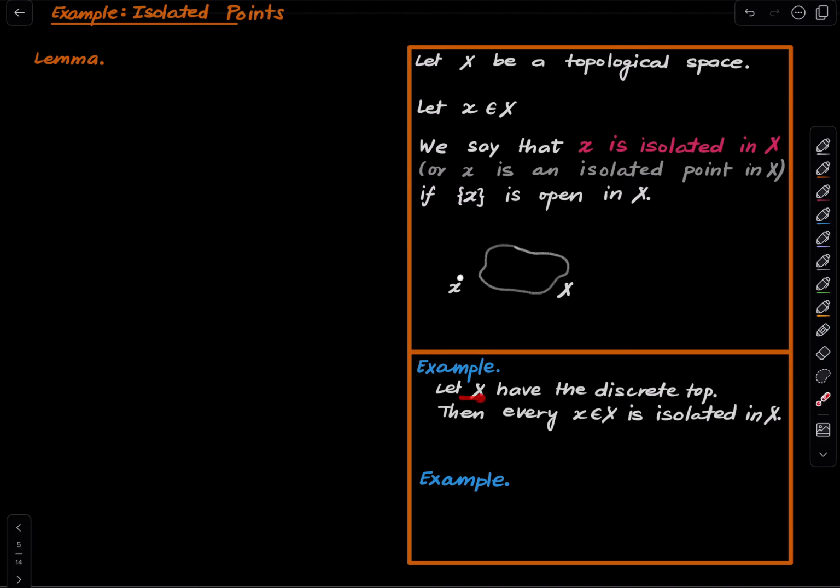So suppose we have a set with the discrete topology. This can also be sometimes more succinctly expressed by saying that let X be a discrete space. That's the same as saying let X have the discrete topology. So then every element of the space is isolated in it. Clearly, that's the definition of the discrete topology. In fact, discrete topology is precisely the topology in which every point is isolated.